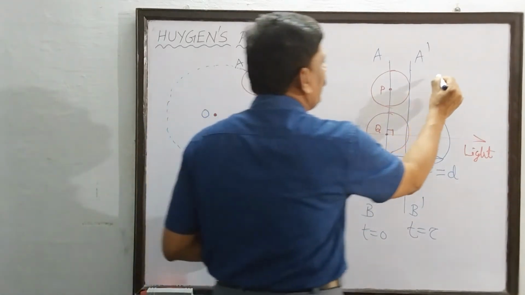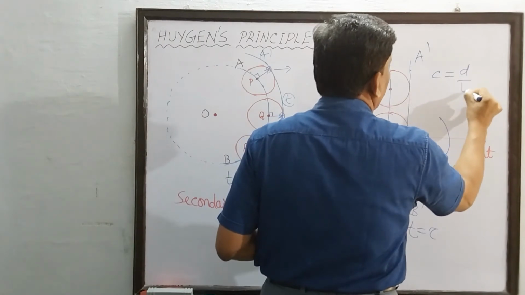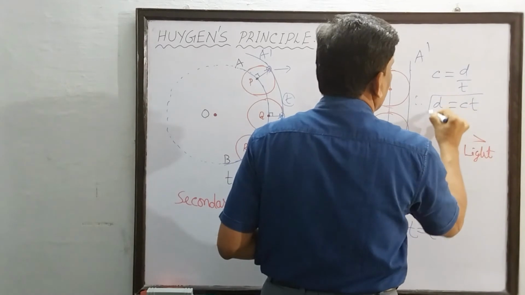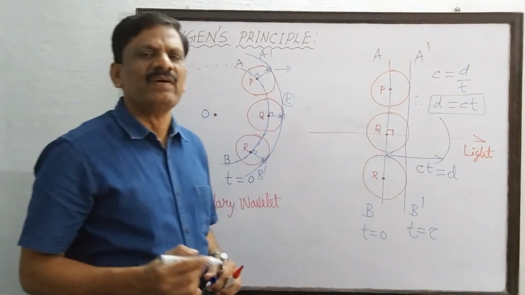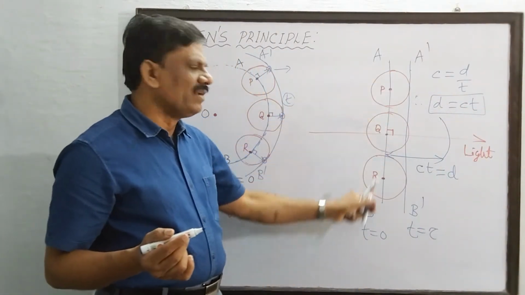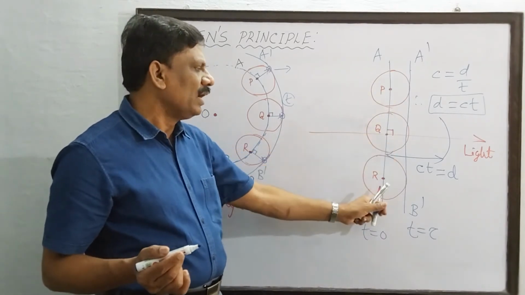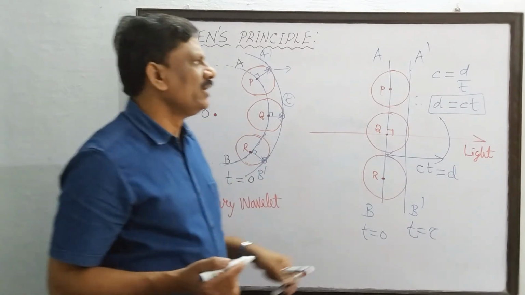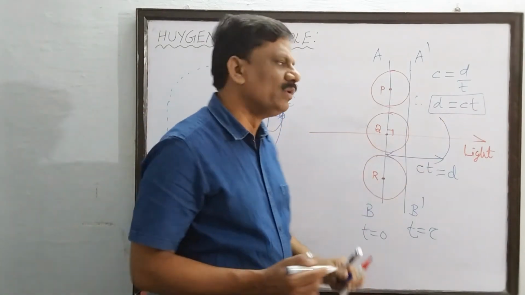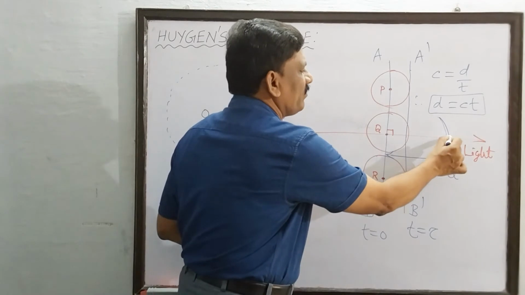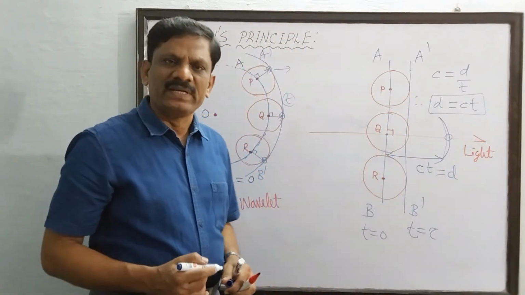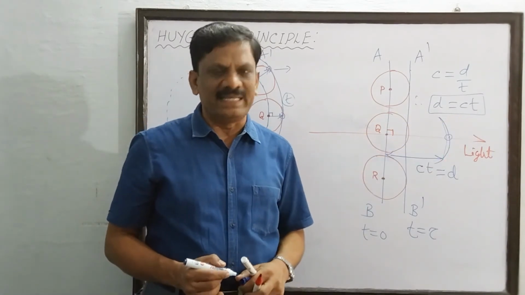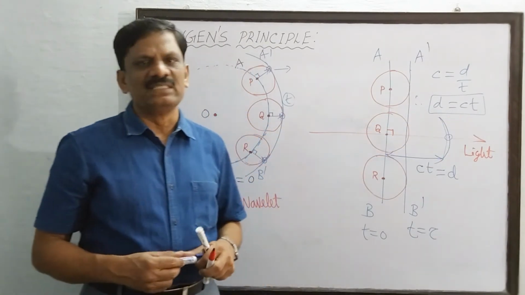See here, velocity of light means what? Distance travelled per unit time. Therefore, the distance must be equal to velocity into time. So with any point on the given wavefront, say P, Q, R, as a center, you cut an arc of radius C into T, so that you can locate the position of the new wavefront. With respect to the old wavefront, where the new wavefront will be can be easily detected.